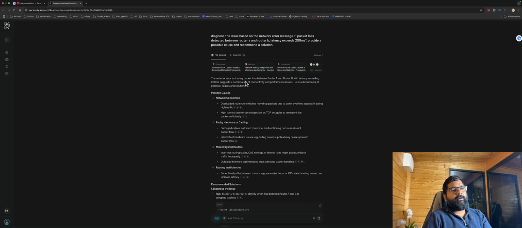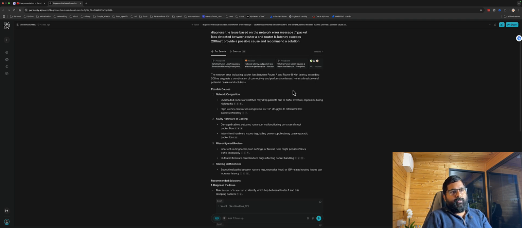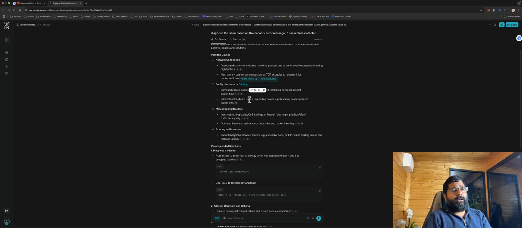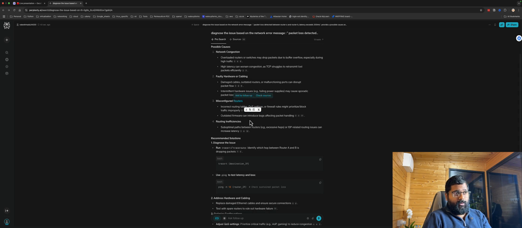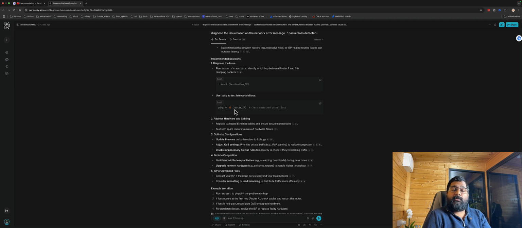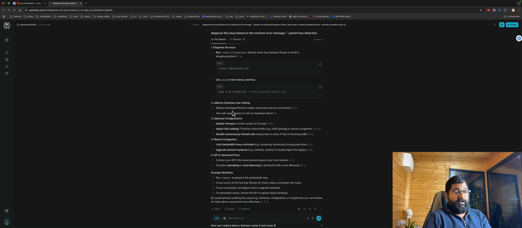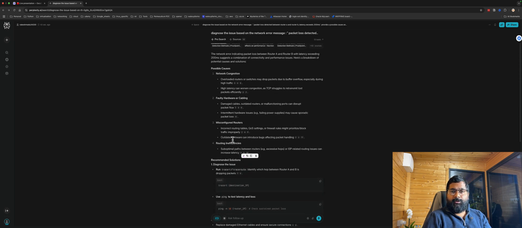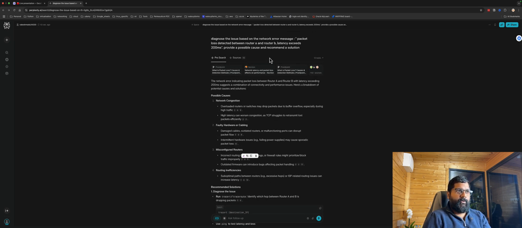It says the network error indicating packet loss between A and B with latency suggests a combination of connectivity and performance issues. Here is the breakdown. There can be network congestion, faulty hardware, a misconfigured router, or routing inefficiencies. Then for recommended solutions, it says to use traceroute, and a ping application to the router IP to see if it sustains packet loss, address hardware, optimize configuration, reduce congestion, ISP or advanced fixes. This is fairly a very good example, right?